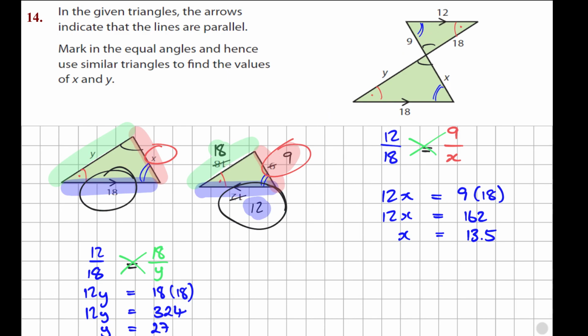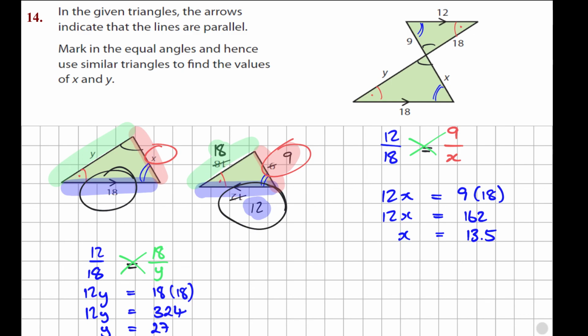So we were looking for the value of x. In order to find the value of x, we used two sides that we knew, which were the two blue ones, and 12 over 18 was equal to the red ones, which is 9 over x. And then we cross multiplied, we got that. And then to find the value for x, we divided both sides by 12.